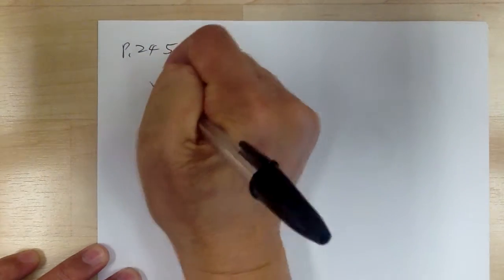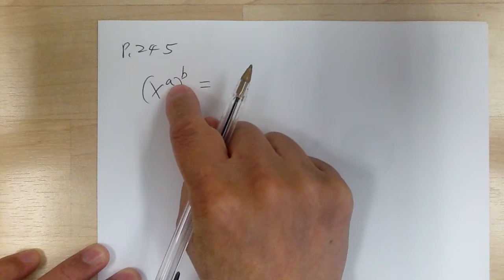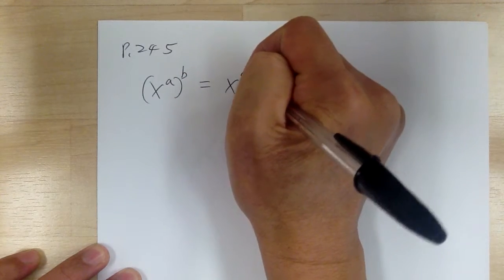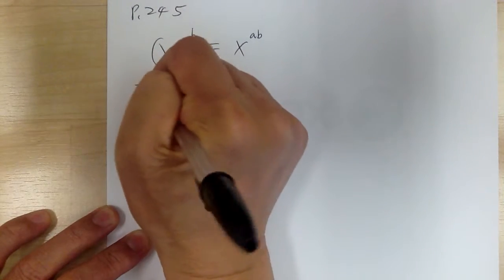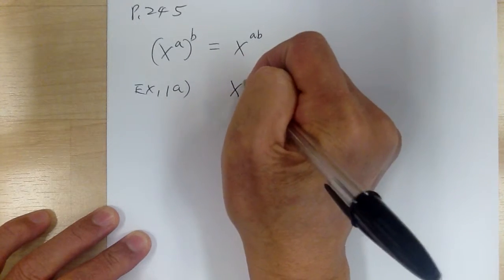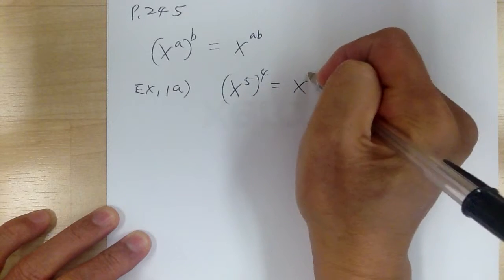When you have x to the a to the b, an exponent of an exponent, you multiply the exponents. So this becomes x to the a times b. For example, in example 1a, you have x to the 5 to the 4, which equals x to the 20.